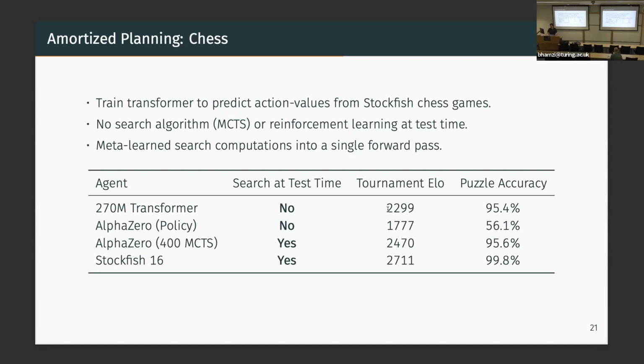So there's no test time research or no test time reinforcement. So basically we take the predictor and then we act according to the predicted value for both moves.